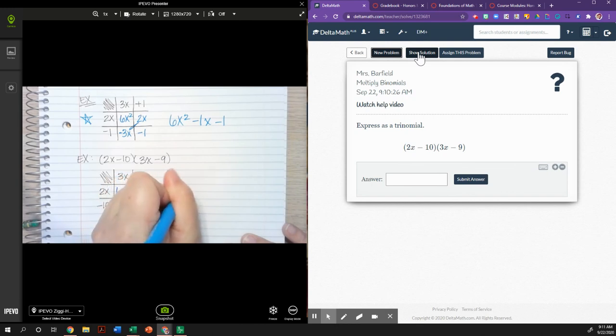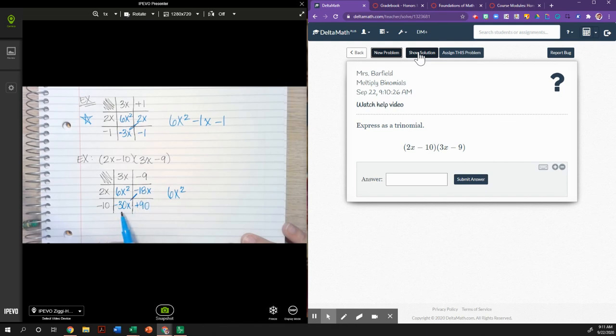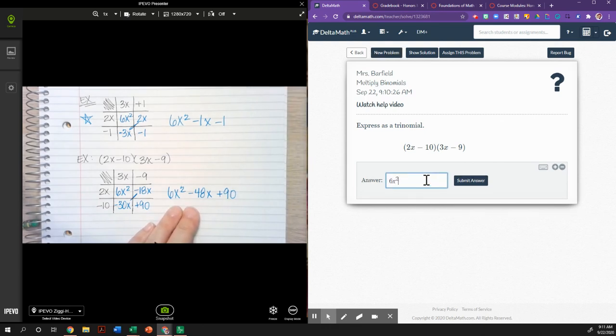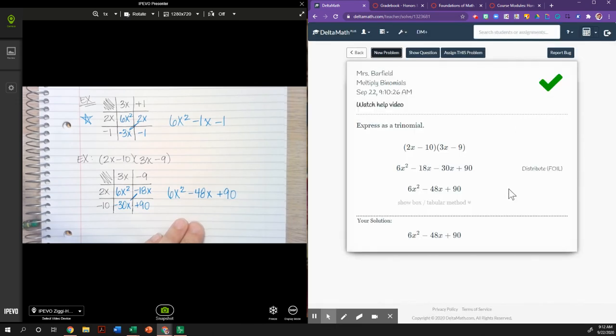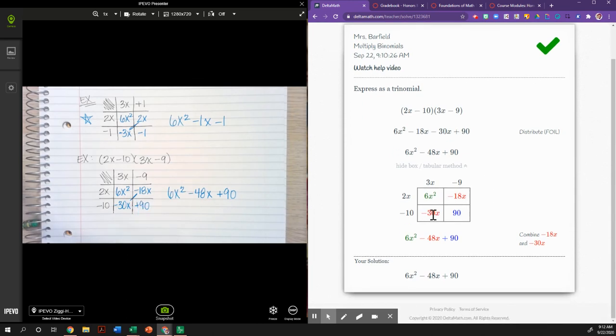So my final answer is 6x squared. Combine like terms: negative 18 and negative 30 is negative 48x, and then plus 90. So 6x squared minus 48x plus 90. Submit my answer, and there you go, and you can see the table. He set his table up the same way as mine this time.